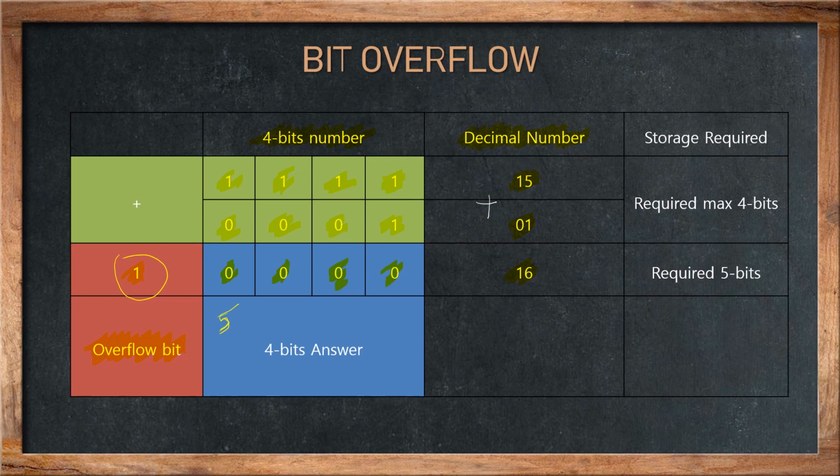Also, in another context, decimal 15 requires a maximum of 4 bits, right? But the number 16 requires 5 bits. So this is the other way to identify whether there is an overflow in the bit or not. So this is the concept of bit overflow.